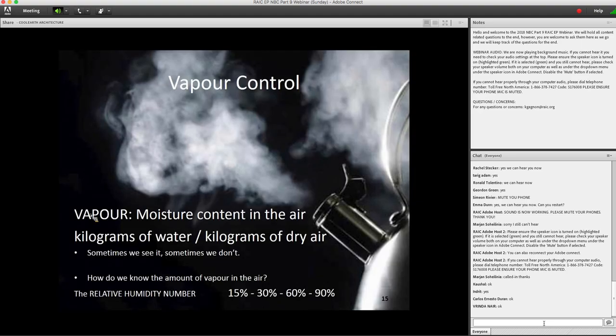Let's talk a little bit about vapor control. So vapor is the moisture content that we have in the air. The way we measure it is the amount of kilograms of water in relationship to the amount of kilograms of dry air. And how do we know how much we have? This is the number we usually see: relative humidity, 15%, 30, 60, or 90.